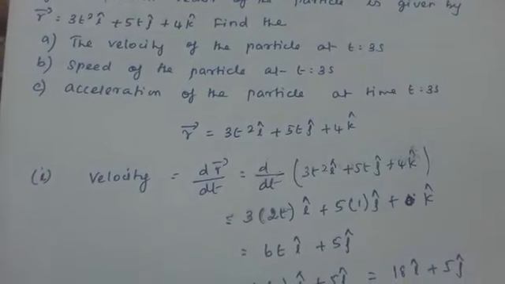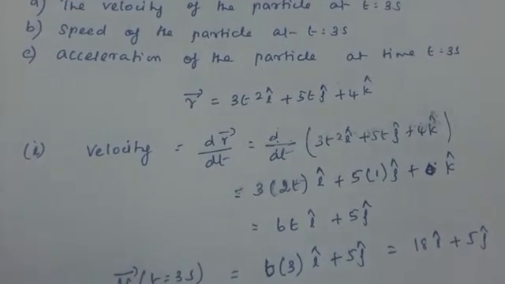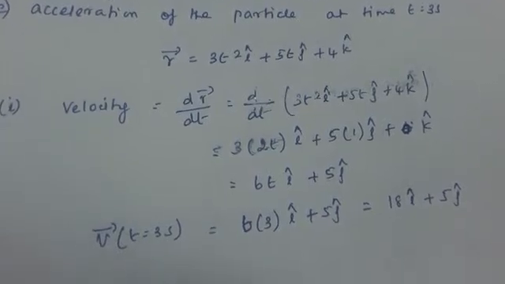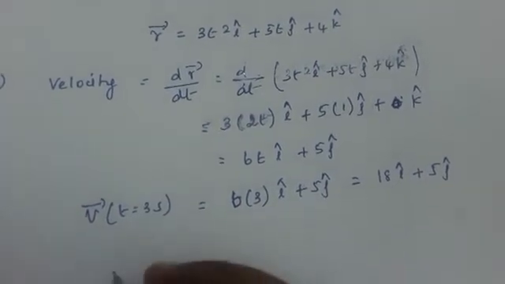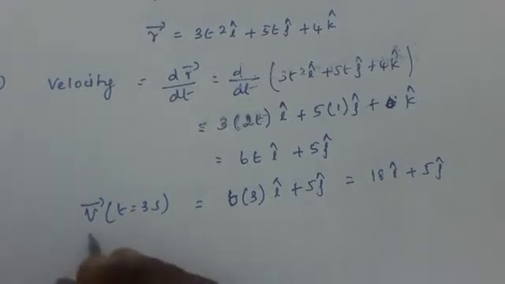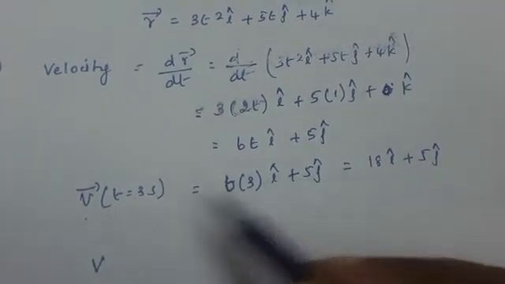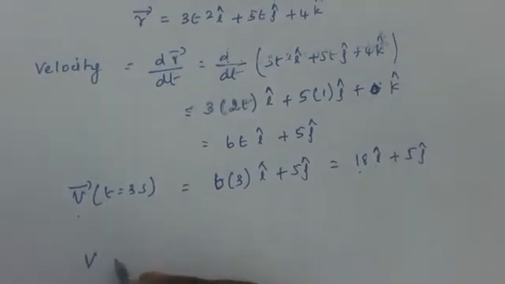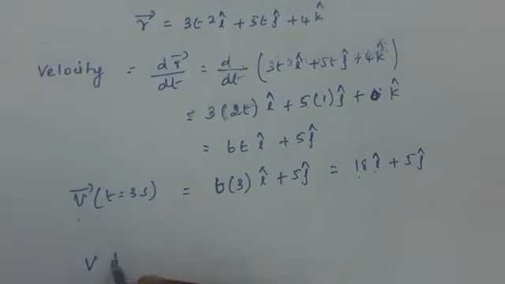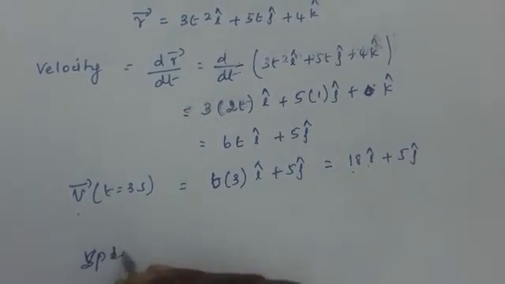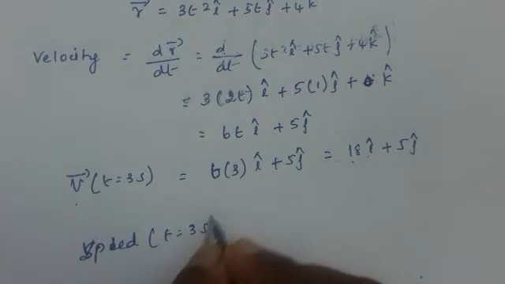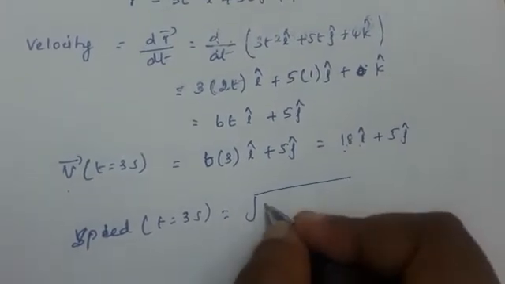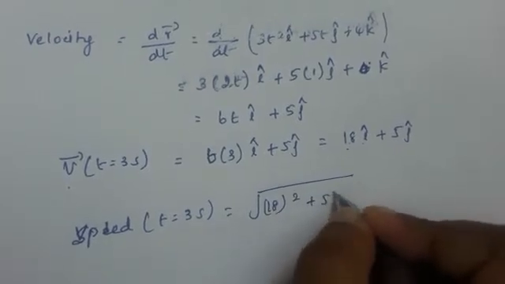The second part is speed of the particle at t is equal to 3 seconds. So what is speed? Speed is the magnitude of velocity. Velocity at t is equal to 3 seconds is 18i plus 5j. So speed at t is equal to 3 seconds is equal to root of vx square plus vy square, that is 18 square plus 5 square.